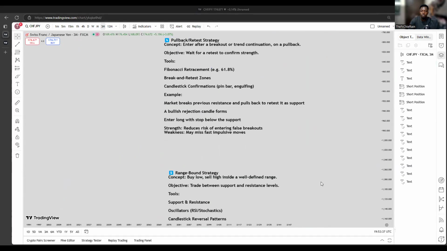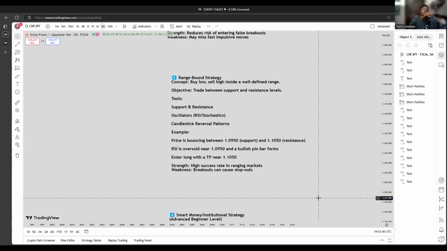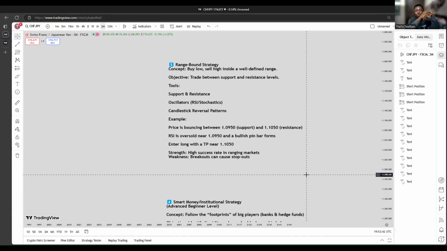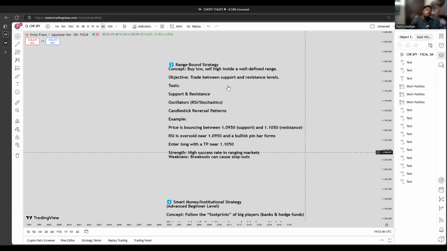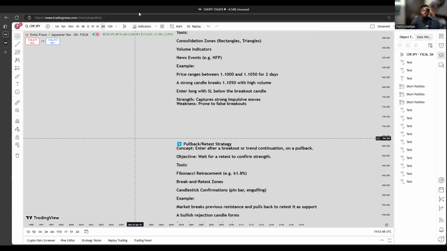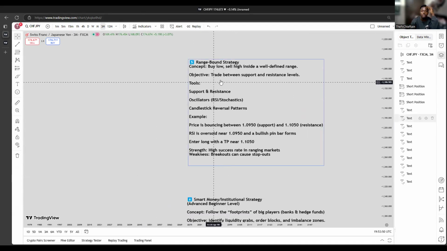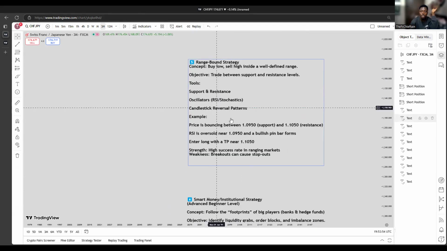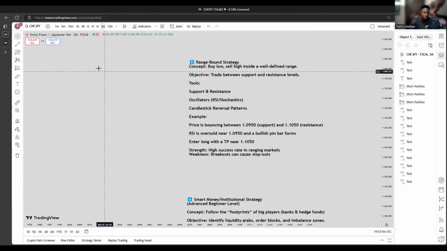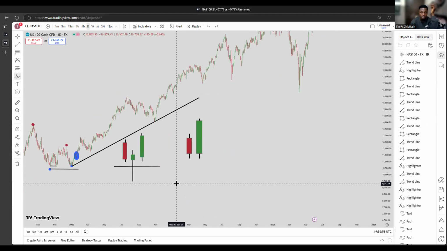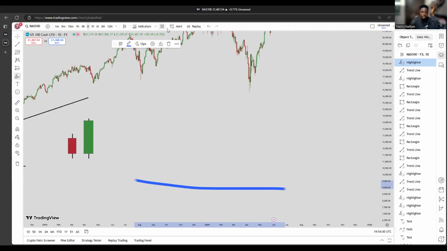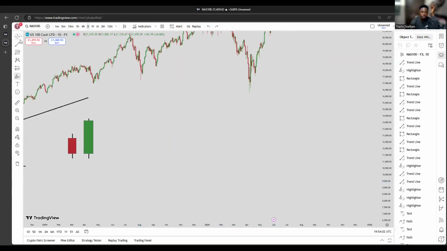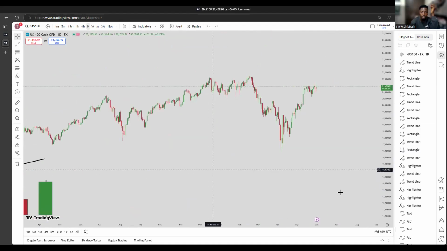Okay, we have the range bound strategy. The concept was to buy low, sell high inside of a well-defined range. So let's look for a range that we can buy and sell from. Trade between support and resistance levels. You can use your oscillator and candlestick reversal patterns like we just talked about. So now let's look for a range in the market and see how we can buy low and sell high.